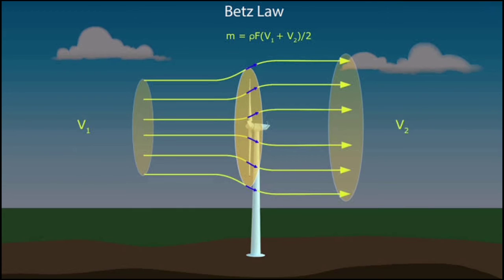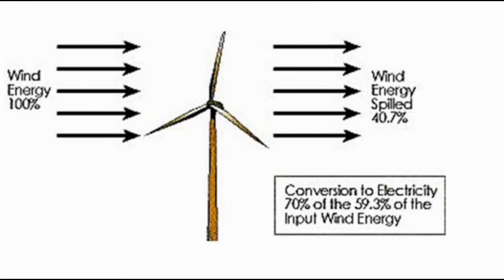What is Betz limit? The Betz limit is the theoretical maximum efficiency for a wind turbine, conjectured by German physicist Albert Betz in 1919. Betz concluded that this value is 59.3%, meaning that at most only 59.3% of the kinetic energy from wind can be used to spin the turbine and generate electricity.